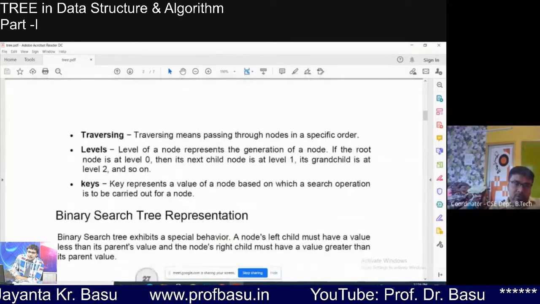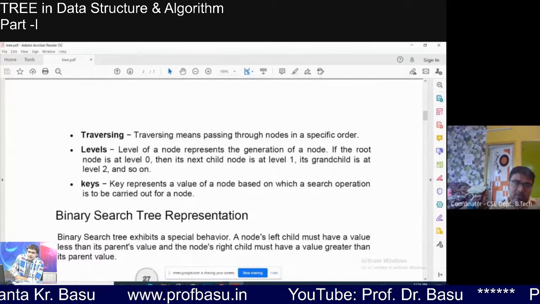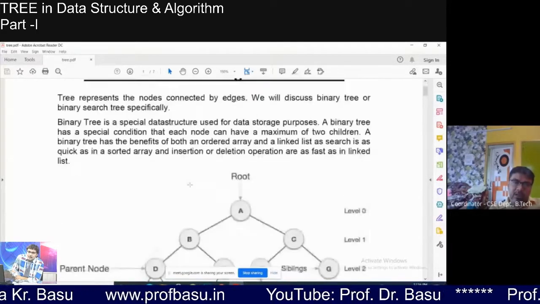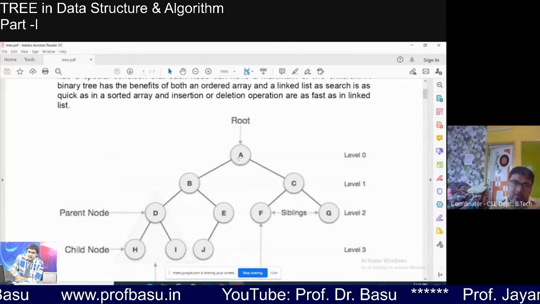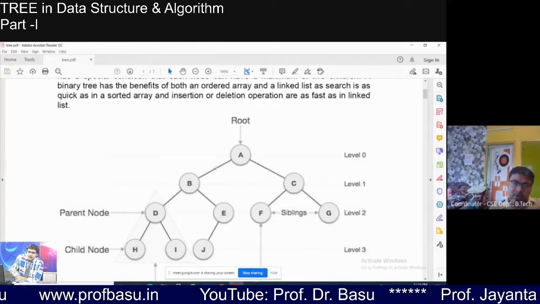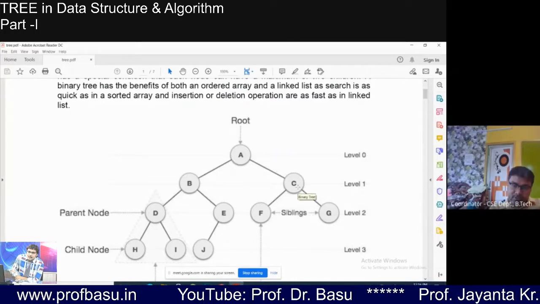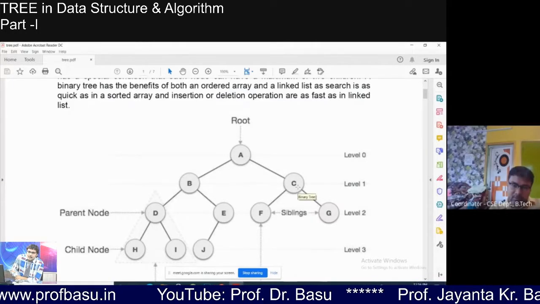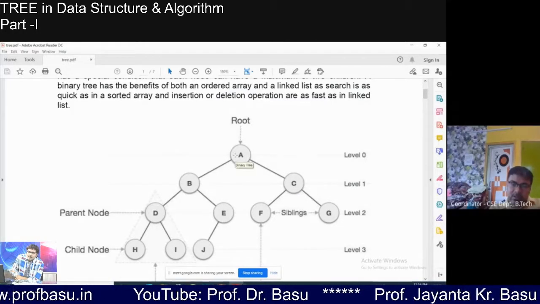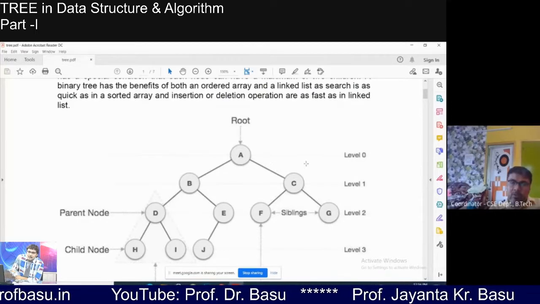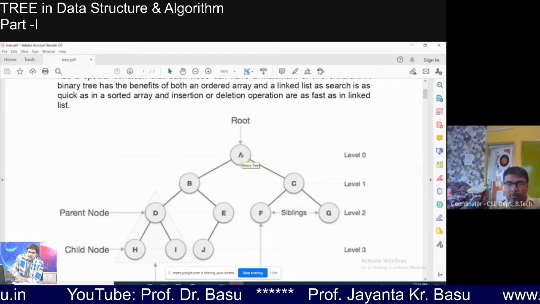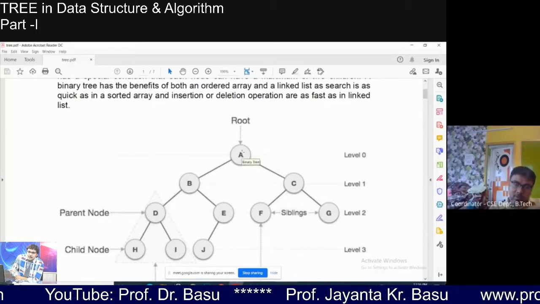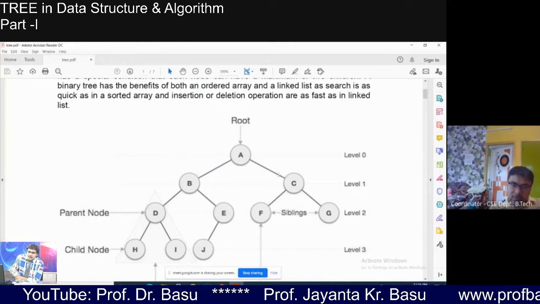Okay, binary search tree representation. Here you can see that this is a binary tree. I told you a binary tree means a particular node may have at most two children, right? That's why it is a binary tree. If it is a simple general tree, more than one child may originate from a particular node, so it isn't a binary tree.